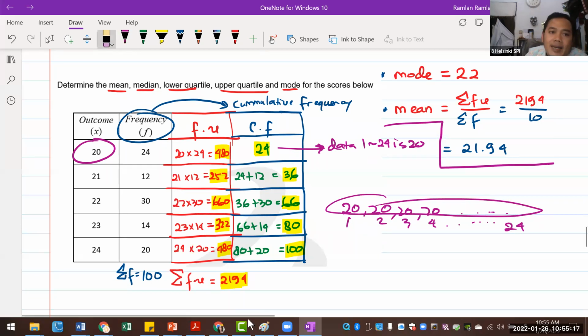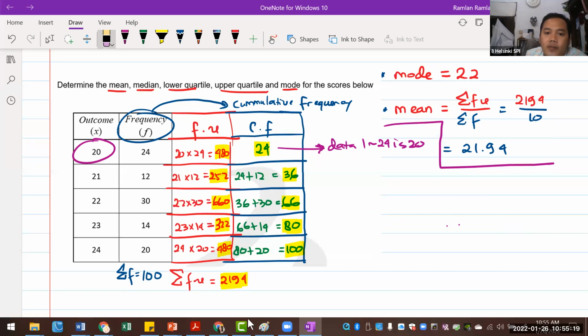So we can read that 24 in here, this guy, right? As data number 1 until data number 24 is 20. So if I ask you, what is data number 16? It's 20, right? Because it's in here. Data number 1, data number 2, data number 3, number 4, number 5, and so on, until data number 24. That's one. Okay, so that's the first one.